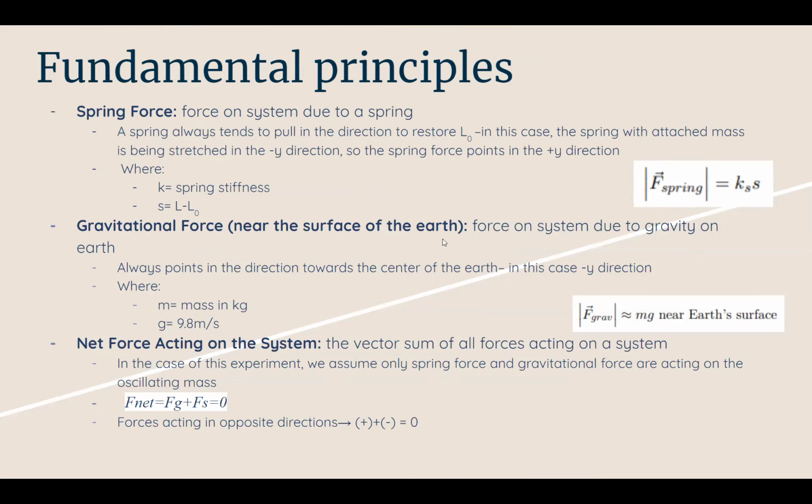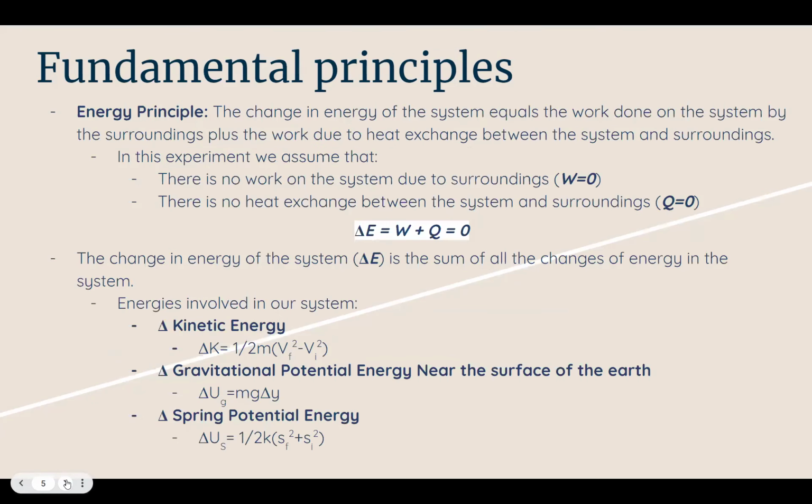And then gravitational force near the surface of the Earth, force on the system due to gravity on the Earth, always points in the direction towards the center of the Earth. In this case, the y direction, where m is mass in kilograms, g is the gravitational constant. Net force acting on the system is the vector sum of the forces, which is given by this equation here. These are the forces acting in opposite directions.